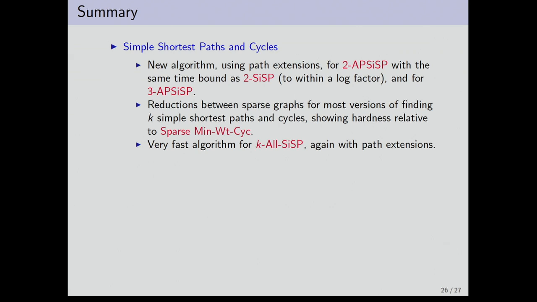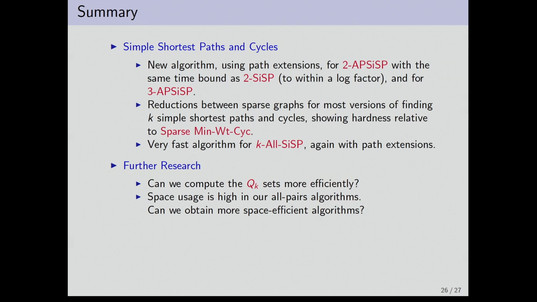And very annoyingly, our current method gives a dramatic improvement for 2APSISP, basically gets the Õ(MN) bound. It's also hardness Õ(MN), and pretty good for 3. It would be great if we could generalize it, and perhaps there's a different way of doing it that would give us the Qk sets. And we gave reductions, and we created the sparse min-weight cycle, which hopefully this community thinks is a good hardness class. And again, we have a different, very fast algorithm for k-all SISP.